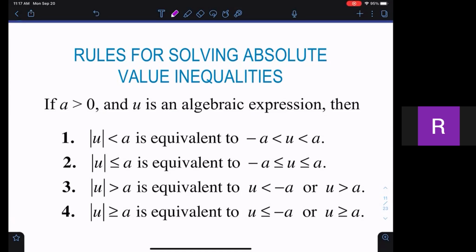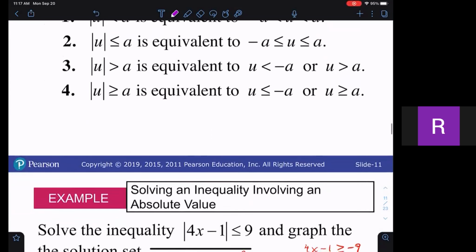Absolute value of u is less or equal than a is equivalent to negative a is less or equal than u is less or equal than a. And absolute value of u is greater than a is equivalent to u is less than negative a, or u is greater than a. Absolute value of u is greater or equal than a is equivalent to u is less than or equal to negative a, or u greater or equal than a, right?